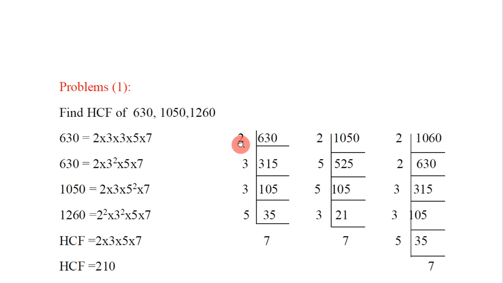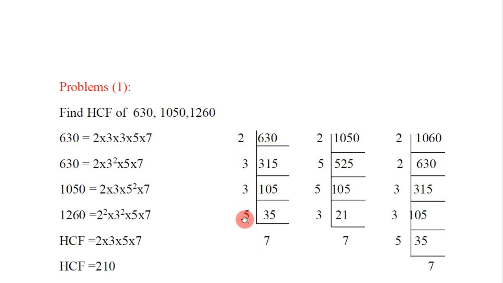First, if it is divisible by 2, you divide by 2. If it is not divisible by 2, go for the next prime number, 3. Now divide by 2, so it is 315. The next one, it is not divisible by 2, so it is divisible by 3. Divide it, it is 105. Again by 3, 35. By 5, it is 7.